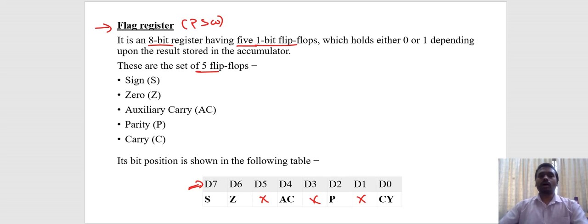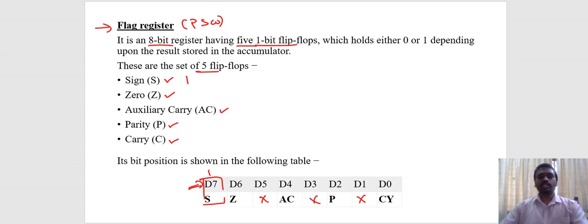And these 5 bits are the sign flag, zero flag, auxiliary carry flag, parity flag and carry flag. If my result is negative after executing any instruction or any operation, then my sign flag or sign bit is set to 1. D7 is my sign bit. So if this D7 stores a 1, it means that my result is negative.